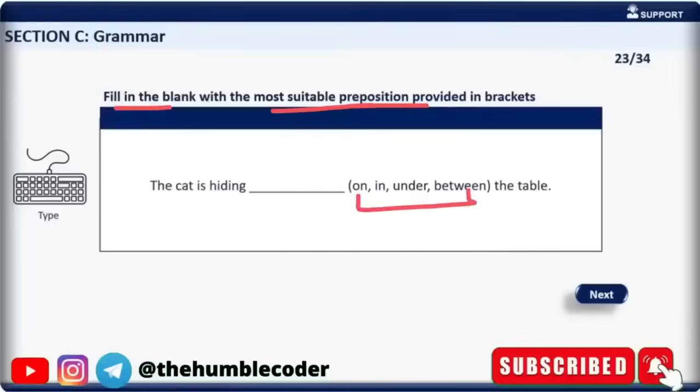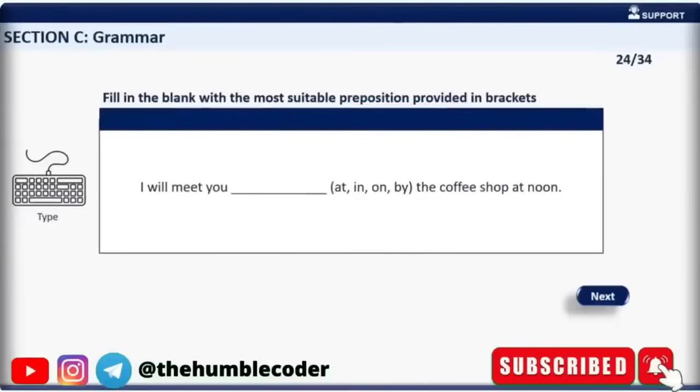So the first question is, the cat is hiding dash the table. So the correct answer out of these options, that is on, in, under, between. The correct answer is going to be under. The cat is hiding under the table. Moving on to the next question. I will meet you dash the coffee shop at noon. The options that we have is at, in, on, or by. The correct answer in this case is going to be, I will meet you at the coffee shop at noon.